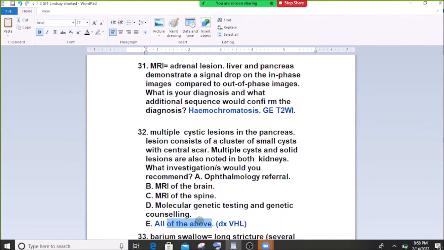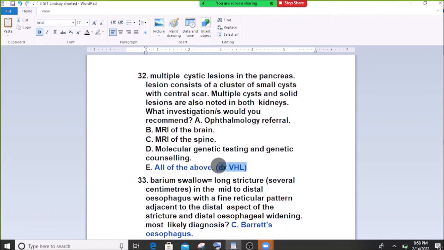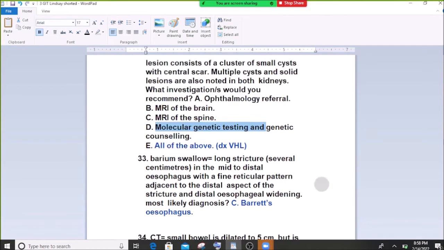All of the above, because this diagnosis is von Hippel-Lindau disease. There are cysts in the pancreas, and multiple cysts and solid lesions in both kidneys. These are likely angiomyolipomas plus cysts in the pancreas. So the diagnosis is VHL, von Hippel-Lindau disease. For that, we also do ophthalmology. We do all investigations: ophthalmology, MRI of brain for hemangioblastoma, MRI of spine for hemangioblastoma, and genetic testing.